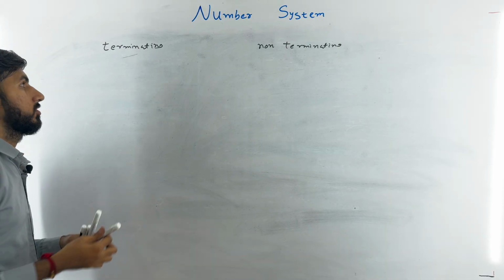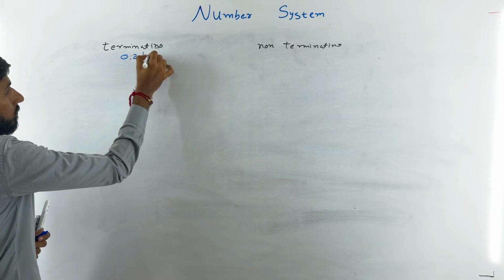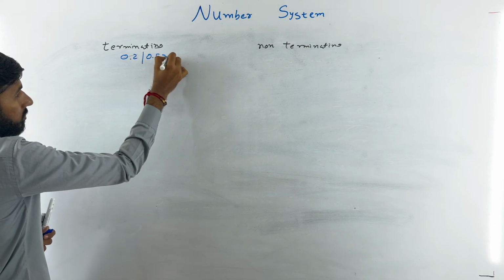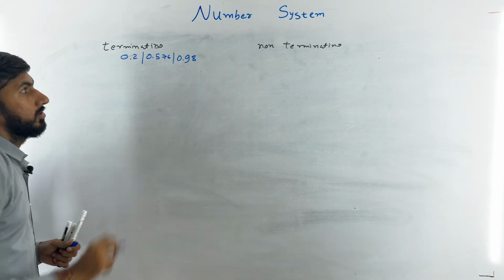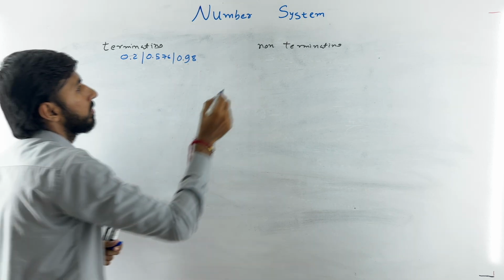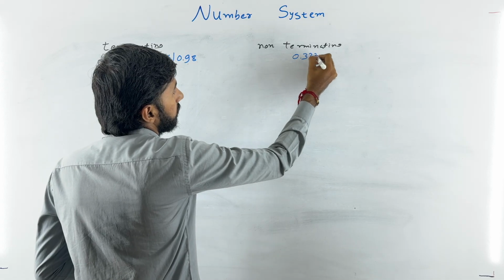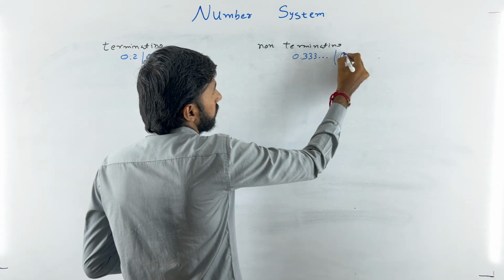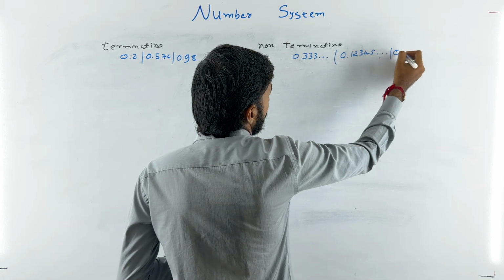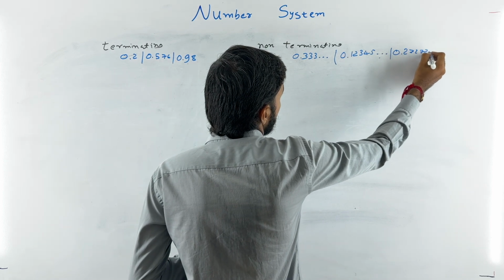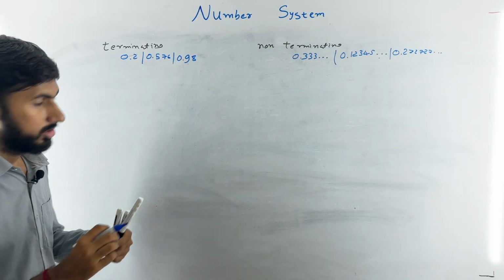I can write examples here for the terminating number: 0.2, 0.576, 0.98. These are the examples of terminating numbers. For the non-terminating number, I can write 0.333, 0.12345, 0.272727. Right? These are the non-terminating numbers.